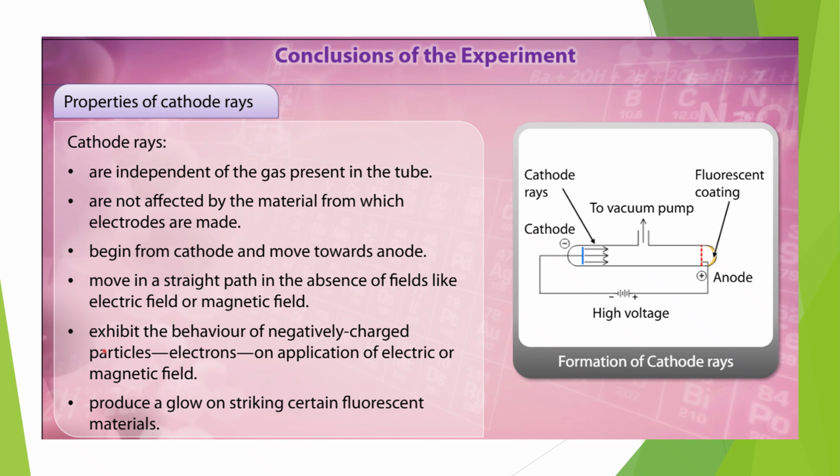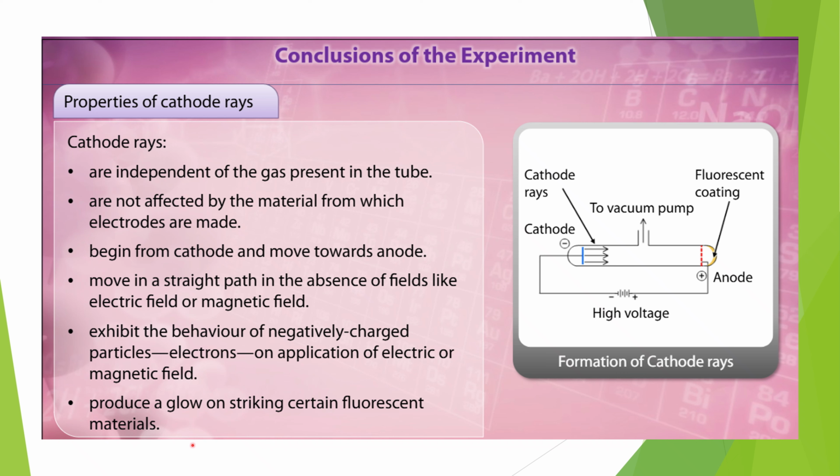The next property is that they exhibit the behavior of a negatively charged particle. How can we say that? Because the cathode rays are generated from the negative terminal and they are attracted towards the other terminal, which you can see over here is positively charged. So this cathode ray was ultimately named the electron, and the same behavior, or the same effect, was seen whether in the presence of an electric field or in the presence of a magnetic field.